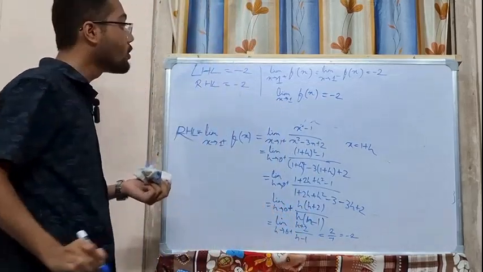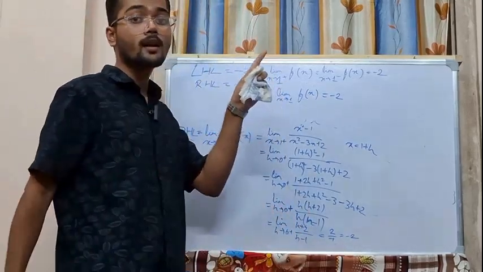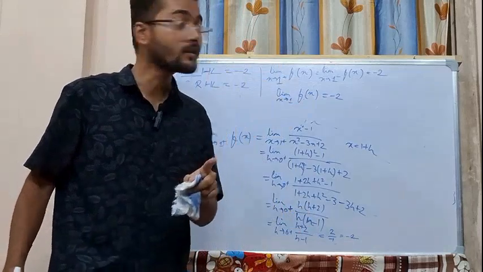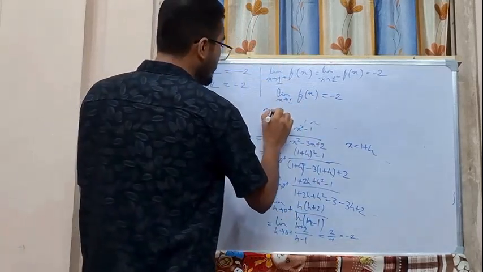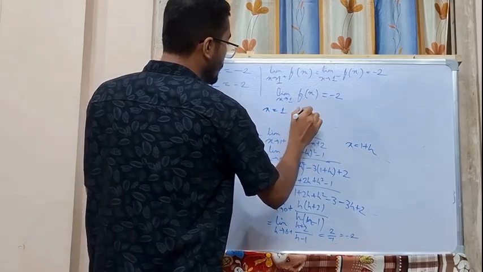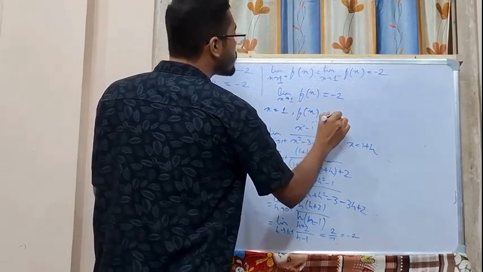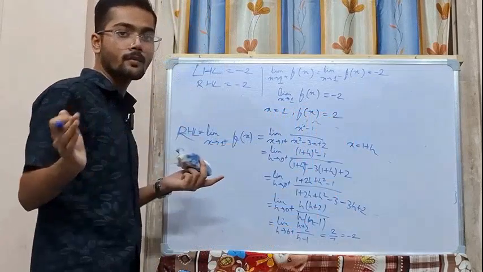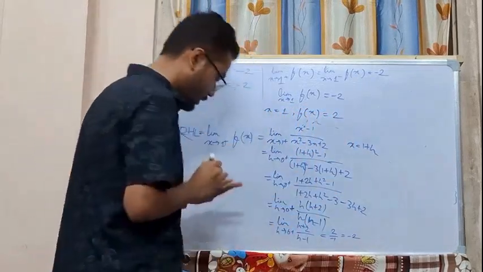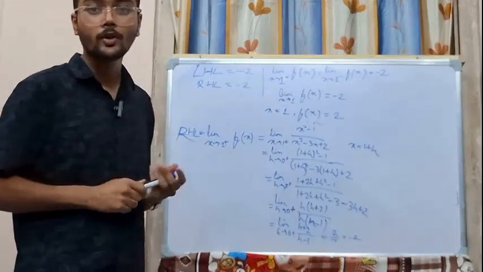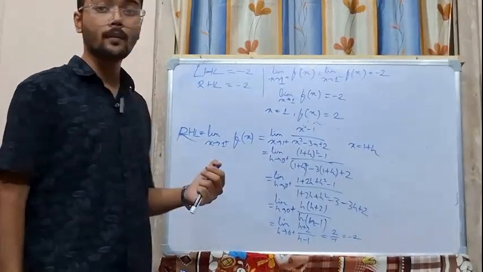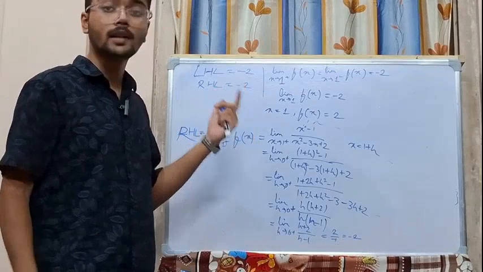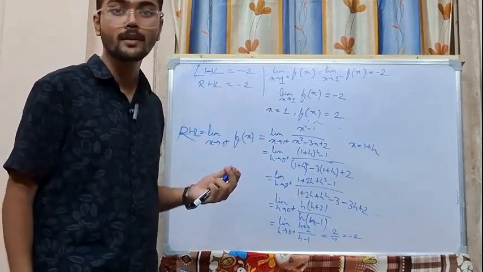And what is the value of f(x) when x is exactly 1? When x is exactly 1, the value of f(x) is equal to 2, if you remember the function. Okay. So that's all for today. Next day we will discuss elaborately about limit, about the concepts of limit. Thank you.